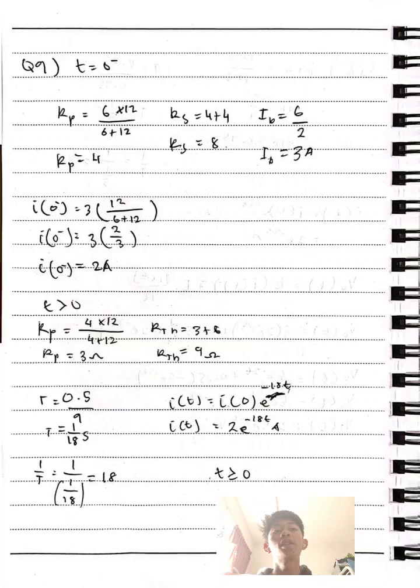And finally, we substitute our initial current and time constant into the standard source free response formula, i(t) equal to i(0) e to the power of negative t over tau. This gives us our final transient current equation, i(t) equal to 2e to the power of minus 1.8t ampere, for all t greater than or equal to 0.